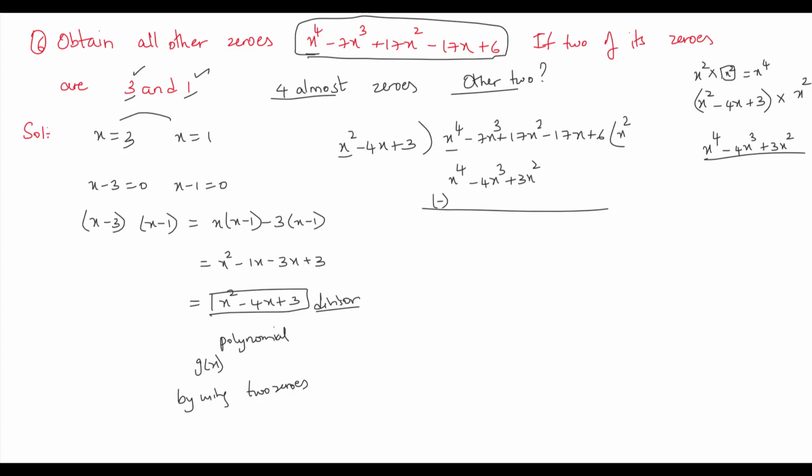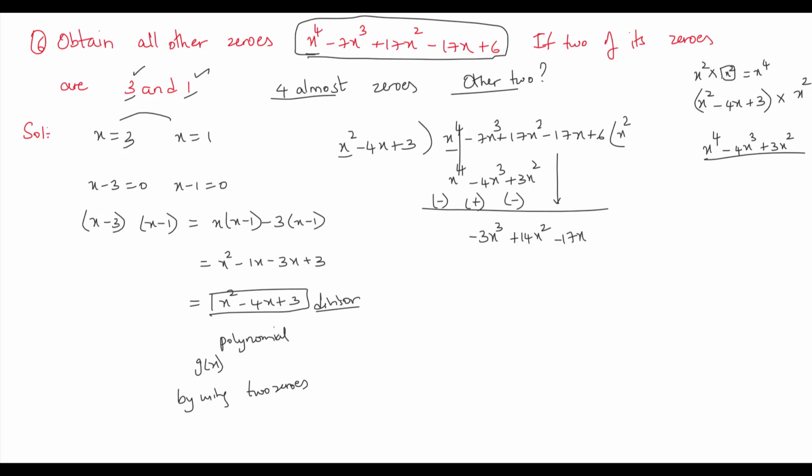Change the signs, minus to plus and plus to minus. x power 4 gets cancelled. Minus 7x cube plus 4x cube will be minus 3x cube. Plus 17x square minus 3x square will be plus 14x square. Get this down, minus 17x, getting it down.